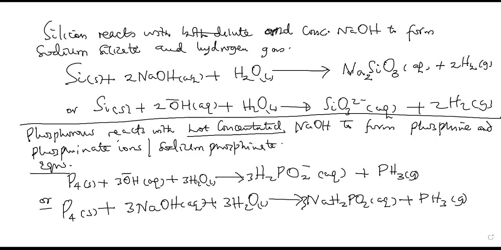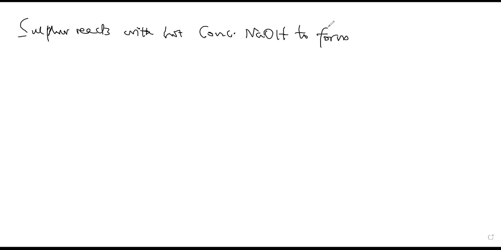Then when we go to sulfur, sulfur reacts with hot concentrated sodium hydroxide to form, with the sulfur, we form sodium sulfide and sodium sulfite. From sodium sulfide and sodium sulfite.